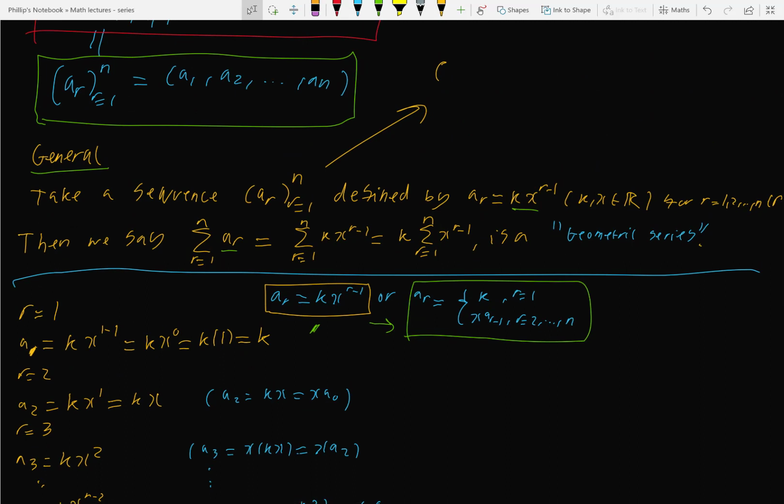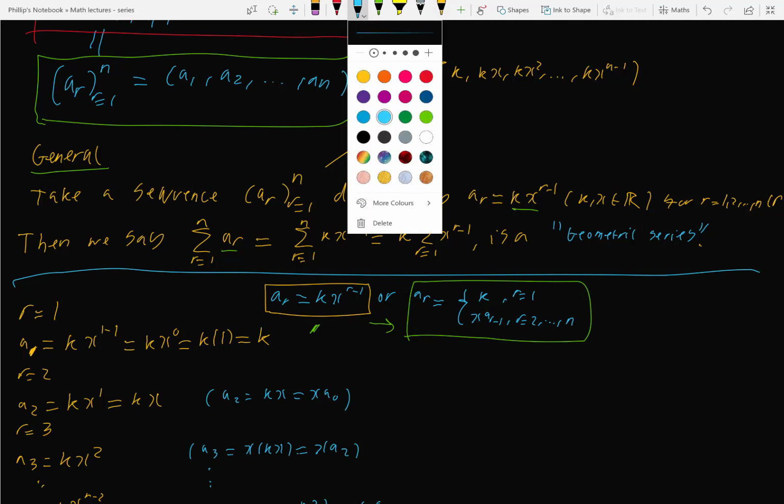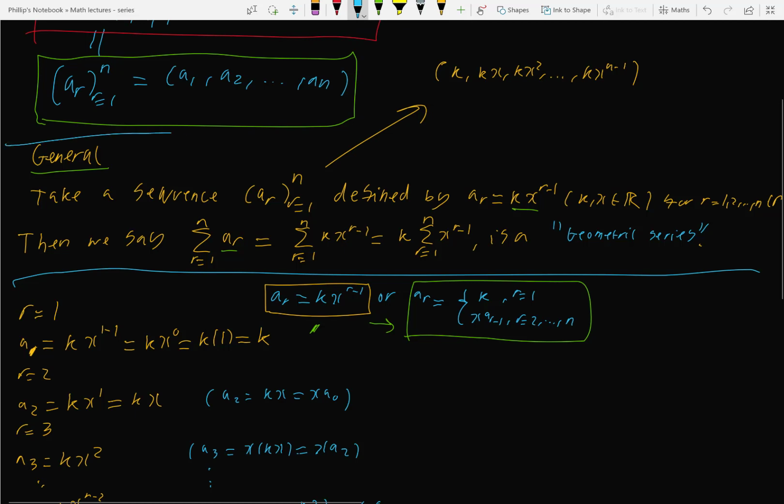So the sequence up here, like I said, is just going to be k, and then it's going to be k times x, kx squared, up to kx to the n minus 1, and we're going to take all these terms and add them all up, and that's going to be a geometric series. So that's a general definition of a geometric series. If I put it in blue, the general definition is contained in this blue box.